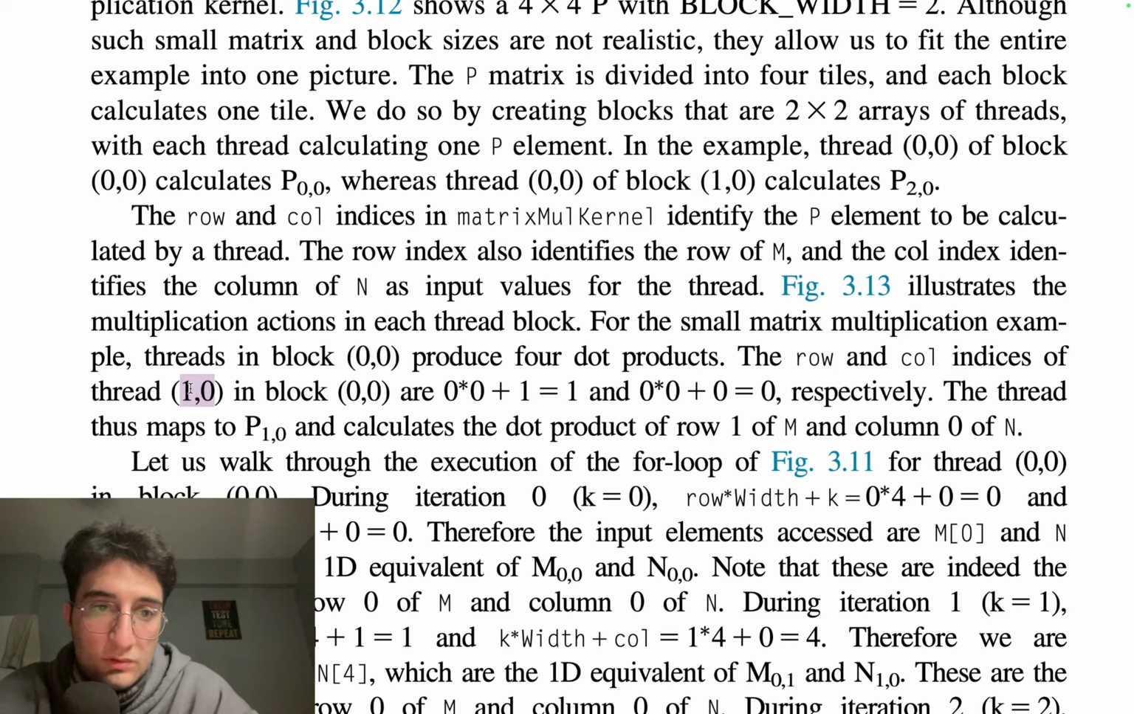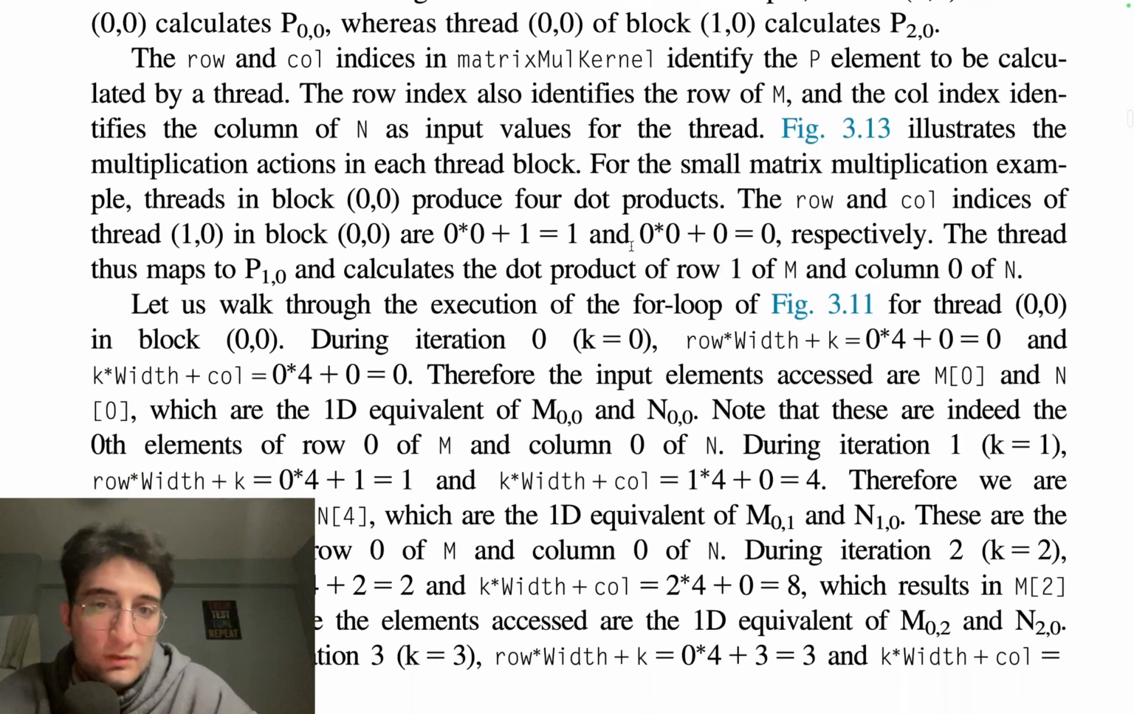So, yeah, this is y direction, this is x direction. That's why 0 times 2 plus 1. And for the x, 0 times 2 plus 0, respectively. The thread thus maps to P10 and calculates the dot product.